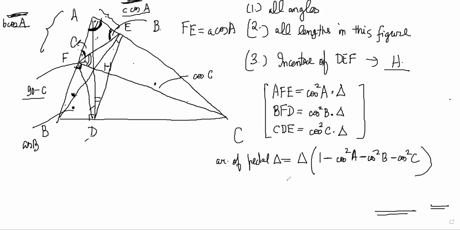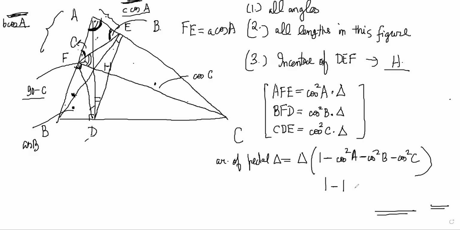Exercise 20, the identities exercise in chapter 9 in SL. There is a formula for cos square A plus cos square B plus cos square C in question 8. Yeah, it's 1 minus 2 cos A cos B cos C. So put that here.